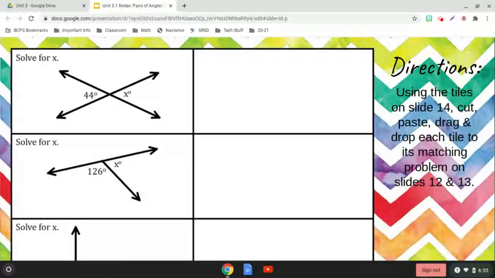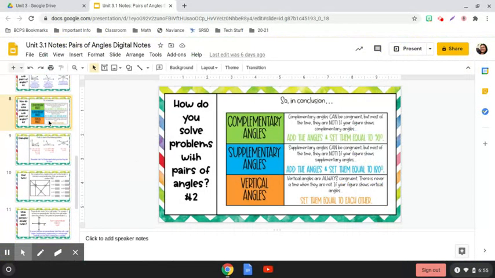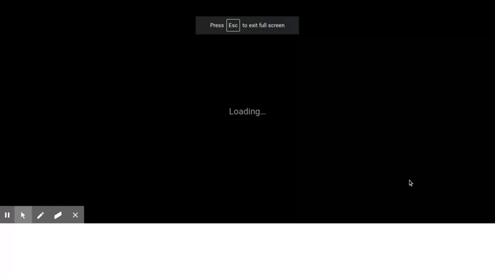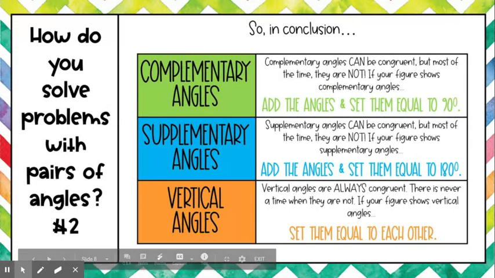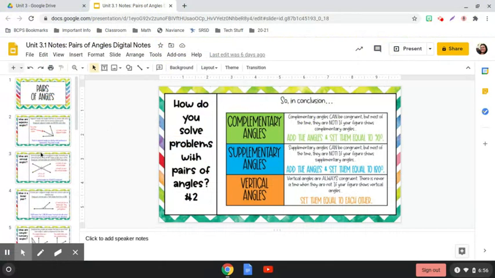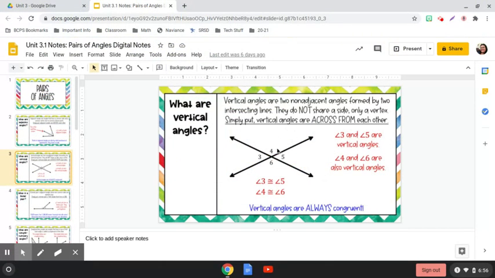I'm going to go back to the slide right here. So remember that complementary angles, complements, it's always right to give complements. So a right angle is 90 degrees. Remember that. So complementary angles add up to 90 degrees. Supplementary angles add up to 180 degrees. And a linear pair adds up to 180 degrees. And vertical angles are always congruent, always. So they always equal each other. And let's make sure we remember, vertical angles are angles that are across from each other. They don't share a side, they're across from each other.